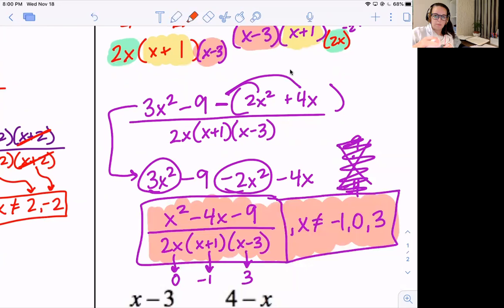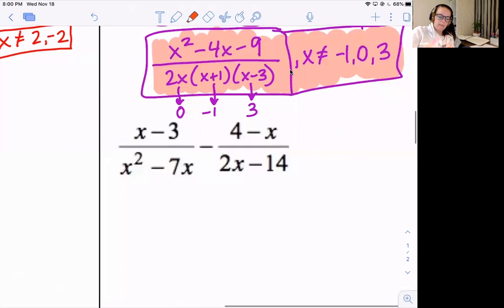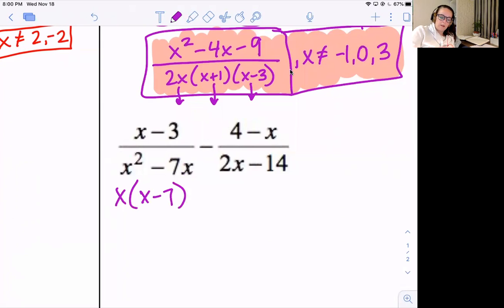If you'd like to see another example, I'm going to do another one here. So for this one here, my first step is to break up this part. So I see that they have an x in common. So I'm going to say x and then x minus 7. For my other denominator here, I have 2x minus 14. So I'm going to take out 2. I have x minus 7. So I can see, okay, they have an x minus 7 in common.